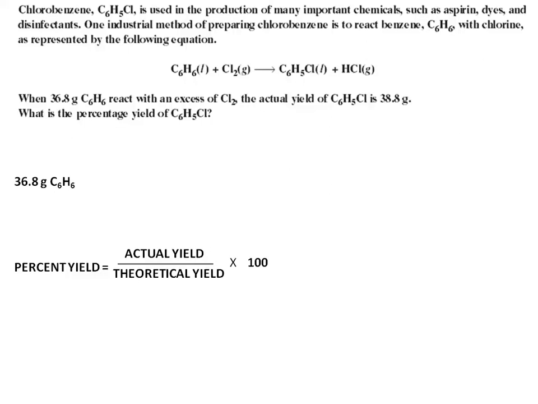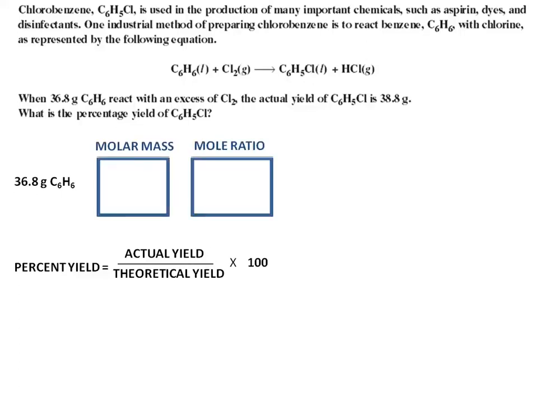So they give us an actual yield. If we do a gram to gram conversion, we can find the theoretical yield. Because what we would do is we would say, if we were able to get every last bit of the 36.8 grams of C6H6 to react, what's the maximum amount of product that could be formed? And if you remember, a gram to gram ratio is 3 steps: molar mass, mole ratio, molar mass. Every percent yield problem will involve these 3 steps: mm, mr, mm.